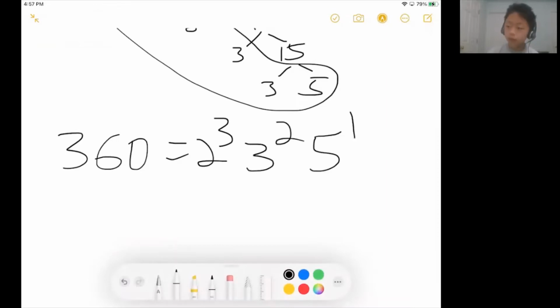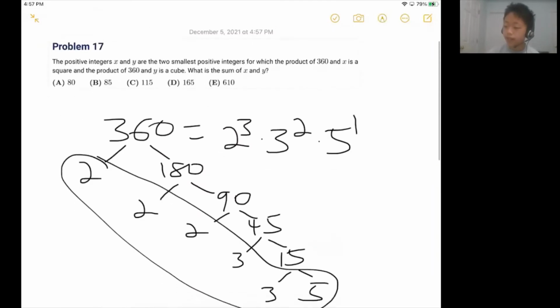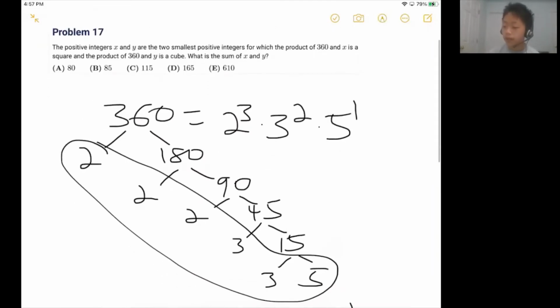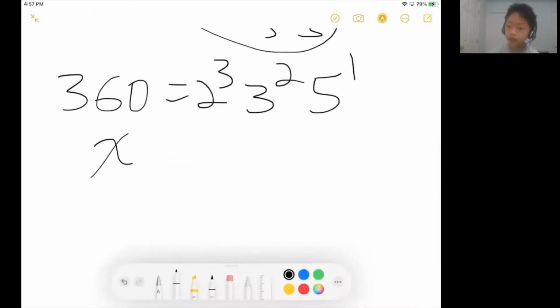Then we're given that if we multiply 360 by x, the product is a perfect square. We want x to be as small as possible, so let's look at each prime power separately. First, 2 to the power of 3. Right now, 2 to the power of 3, which is 8, is clearly not a perfect square.